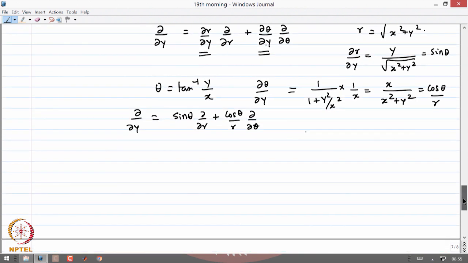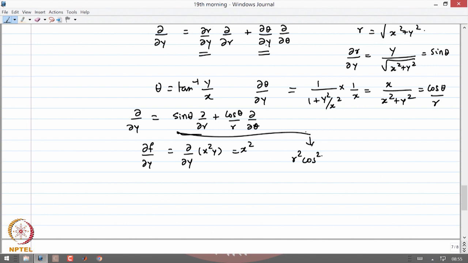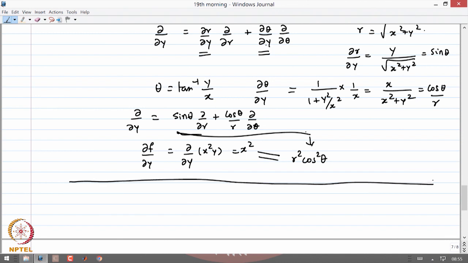So, in a similar way, you can also establish the derivative ∂f/∂y, which is the derivative ∂/∂y of x²y and gives you x². You can get exactly this expression to give you r² cos²θ, which is x². So, this is what is called the equivalence of the derivatives between the two coordinate systems, and this is important because the kinetic energy operator involves the second derivative with respect to x and the second derivative with respect to y. If you remember, ∂²/∂x² and ∂²/∂y².